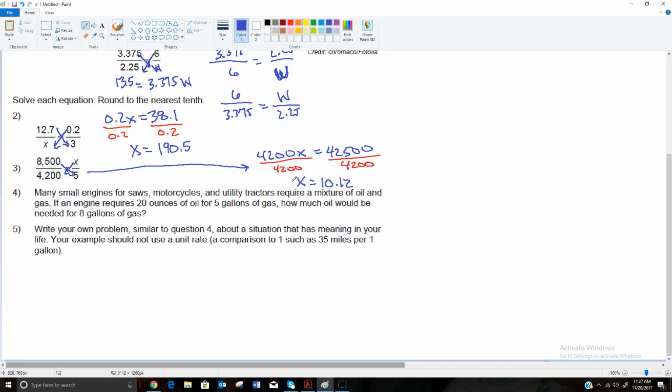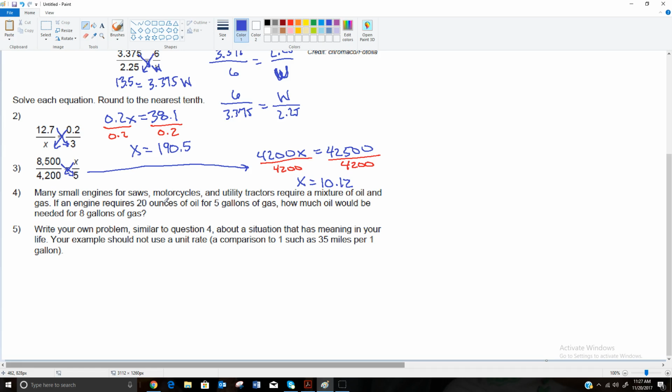The next problem says many small engines for saws and motorcycles and utility tractors require a mixture of oil and gas. They usually will just call it mix gas. And the other things that you may use on a more regular basis are weed eaters. Often have that. So if you've used any of those and you've had to go buy a little bottle of oil to mix with your gas to put in your weed eater or your saw or whatever, that's called mix gas.